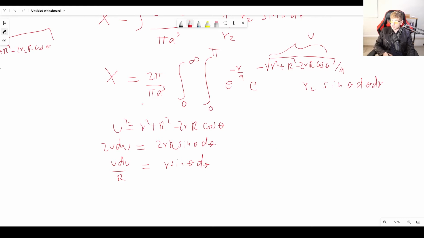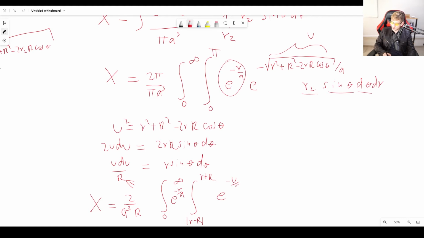Okay, so plugging this thing in, we get 2 over a cubed times r, right, the one coming from there, integral from 0 to infinity, integral from r minus r, now we have to make the change, r plus r. We have an exponent that we can leave out here because that doesn't depend on the angle, right, this one. This r is gone, sine theta is gone, d theta is gone, so we are left with e to the minus u over a u du dr. So that's what we have.